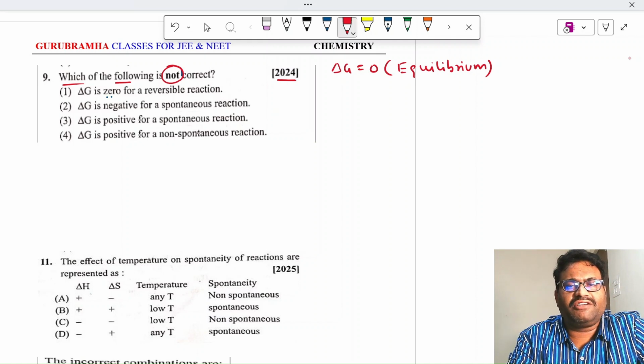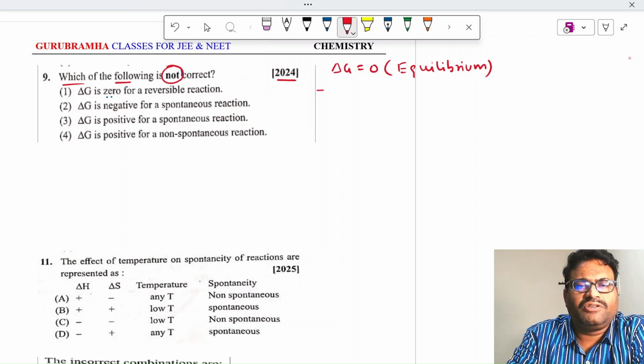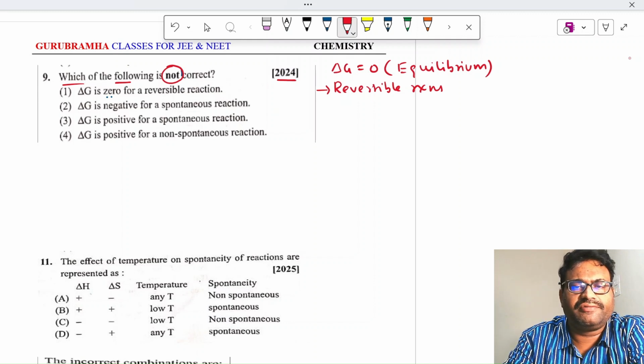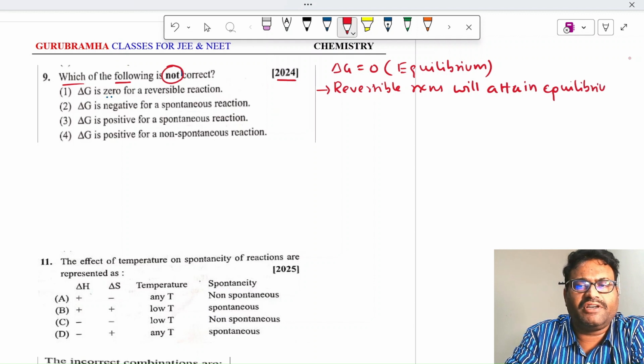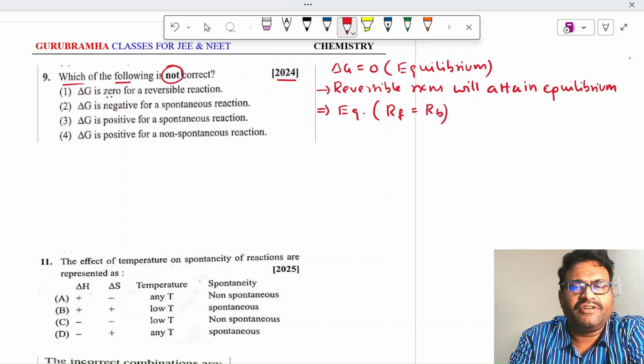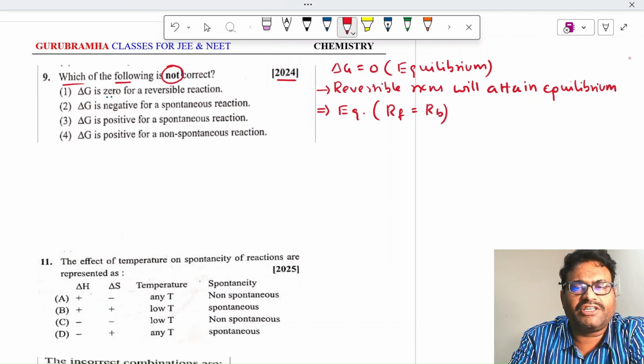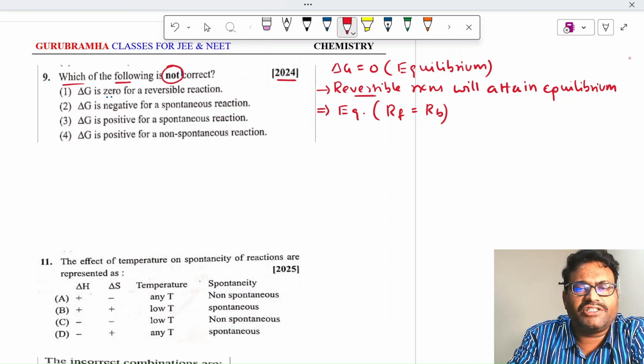Equilibrium means which reaction will attain equilibrium? Reversible reactions will attain equilibrium. Only reversible reactions will attain equilibrium. What is the equilibrium condition? Rate of forward reaction is equal to rate of backward reaction. For which reactions will you have a backward reaction? Only for reversible reactions you will have a backward reaction.